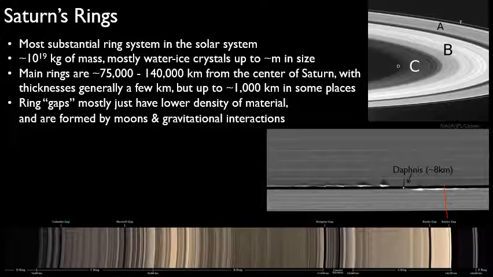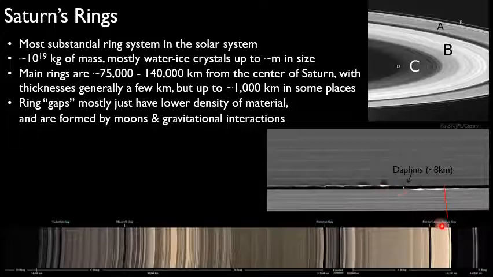Now you're probably wondering, what are these gaps, right? Those are really interesting and neat. They're, for the most part, not actual gaps. They're just lower density regions, so there's still material there, but less dense. Some are true gaps. And they're basically caused by moons, and also by gravitational interactions with the moons, with the mass of the ring itself, and with Saturn. And it can get kind of complicated. But some of the gaps are relatively straightforward. You literally have a moon cruising through the disk.